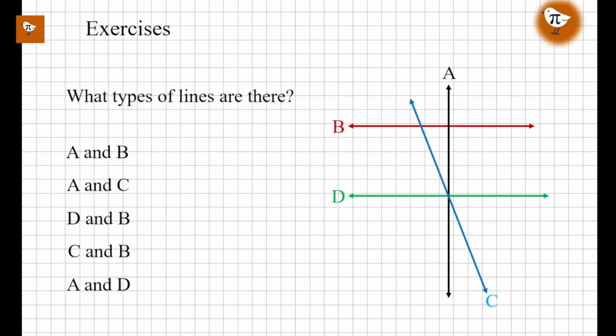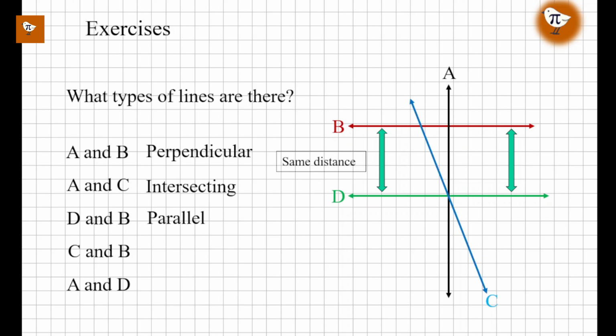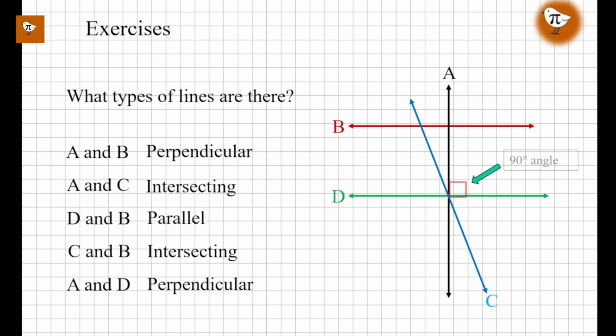Let's look at some examples. Lines A and B are perpendicular because when they cross, they form a 90-degree angle. Lines A and C are intersecting lines because when they cross, they do not form a 90-degree angle. Lines D and B are parallel because they never intersect, and the distance between them is always the same. Lines C and B are intersecting lines because when they cross, they do not form a 90-degree angle. Lines A and D are perpendicular because when they cross, they form a 90-degree angle.